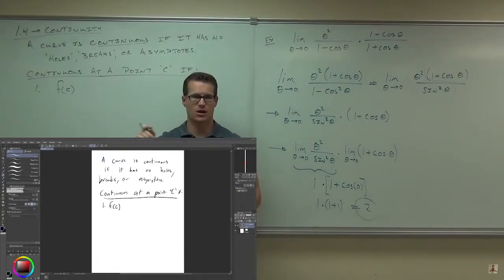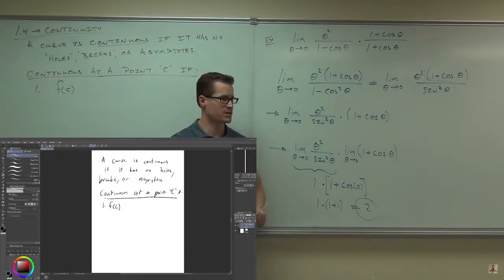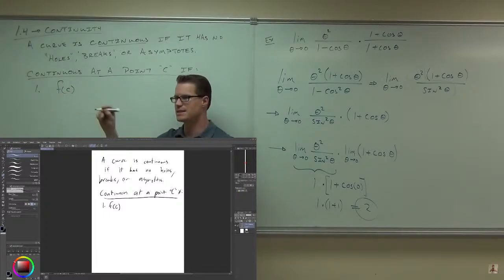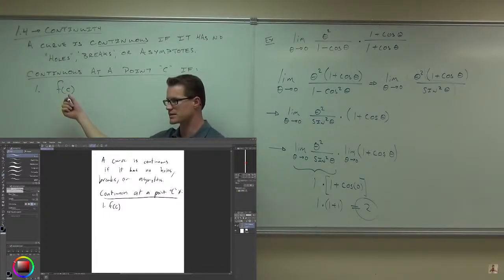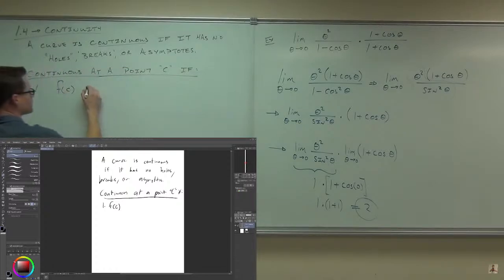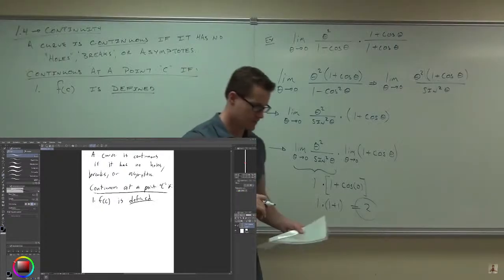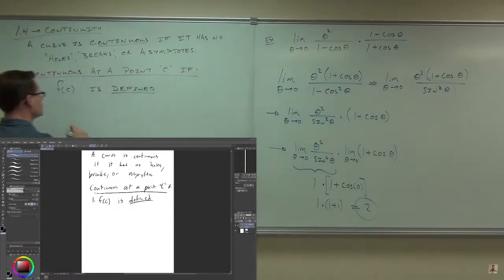How can you have continuity if the point doesn't exist? Does that make sense to you? So we'd say it's continuous at some point C if you can plug in C and you get out a point. That's what that says in English. So if f of C is defined, you plug in C, you get out a point. That's what that means.